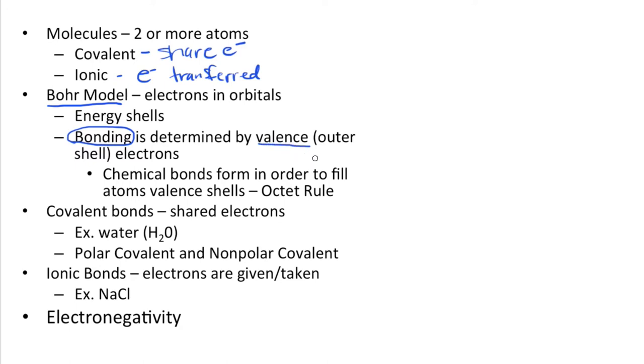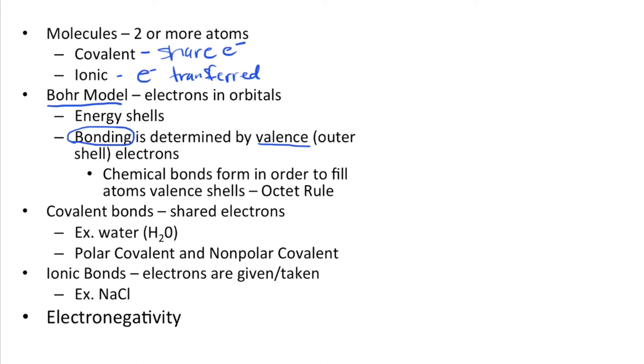The reason that chemical bonds form, either covalent or ionic, is simply because atoms desire to have their outer valence shells filled. So the first energy shell is full with two electrons. The second energy shell is full with eight electrons, and as we move out in energy shells, it's either eight or more electrons from that point forward to fill the valence shell. But every atom desires to have its valence shell filled.